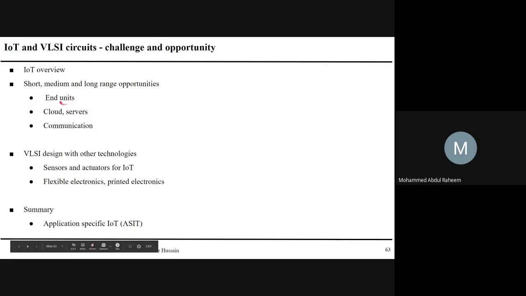There are end units, IoT, cloud servers, communication. At this stage, you don't need to panic. But all these have relevance to your domain, that is ECE. For that reason, we call them application-specific IoT, Internet of Things. ECE guys are contributing in this area. Without ECE, again, you cannot think of IoT at all.